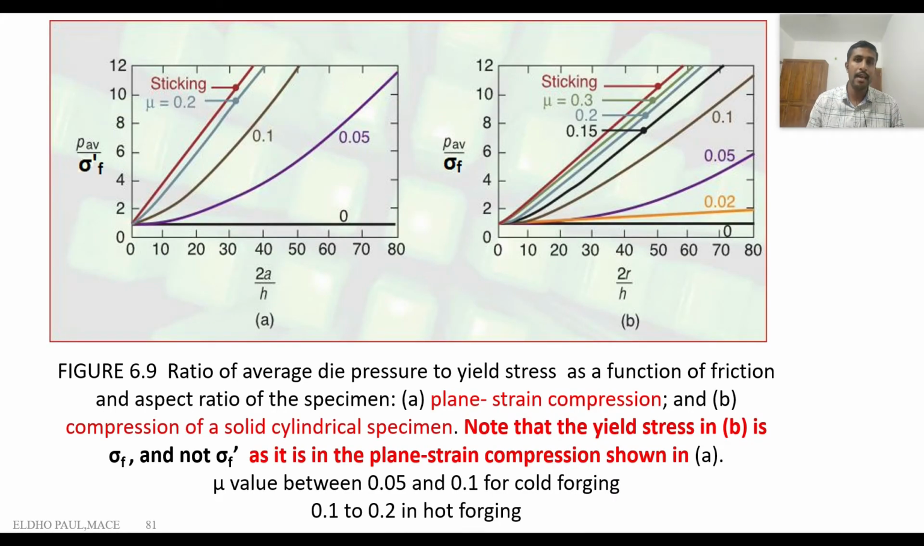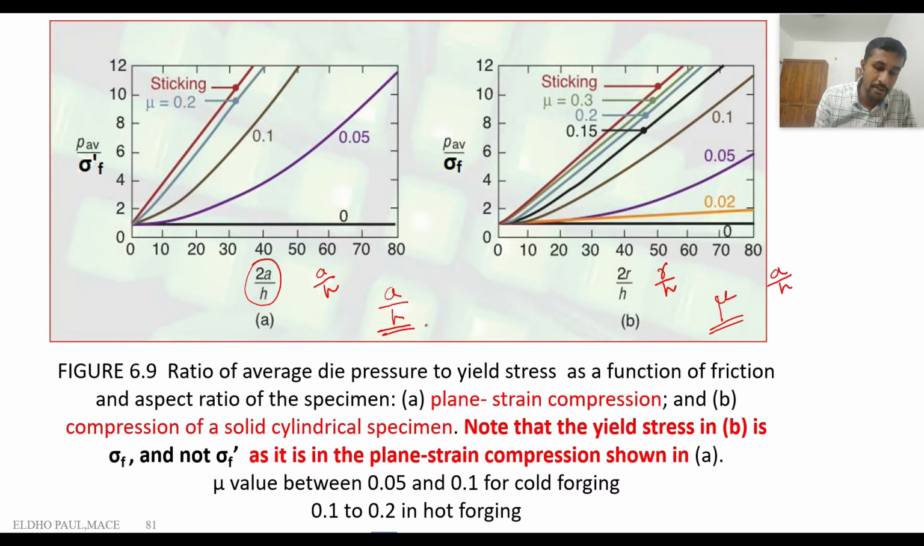So here in this graph we can see the variation. What is the influence of mu? Mu we can see in this, and of course the A by S ratio. A by S ratio in case of this rectangular workpiece is the aspect ratio of the rectangular workpiece, and this R by S ratio in case of cylindrical workpiece. So we can see there is an influence for A by S ratio. A by S ratio has some influence on the pressure.